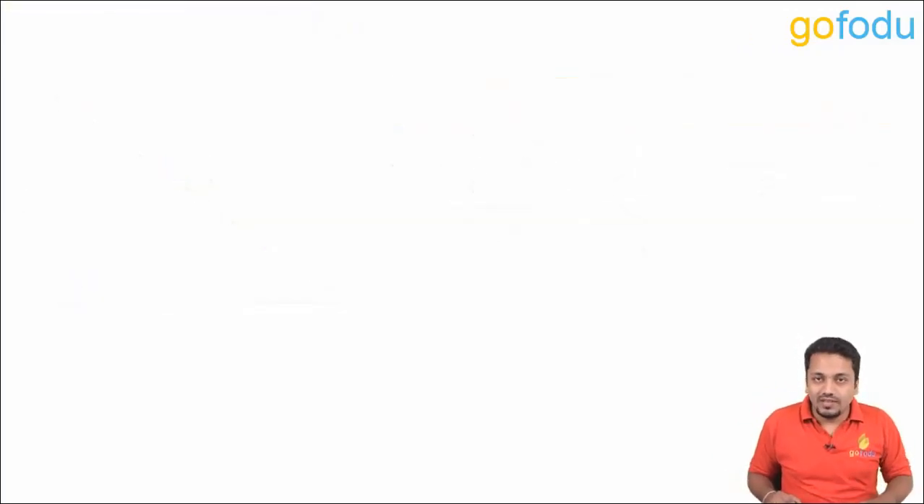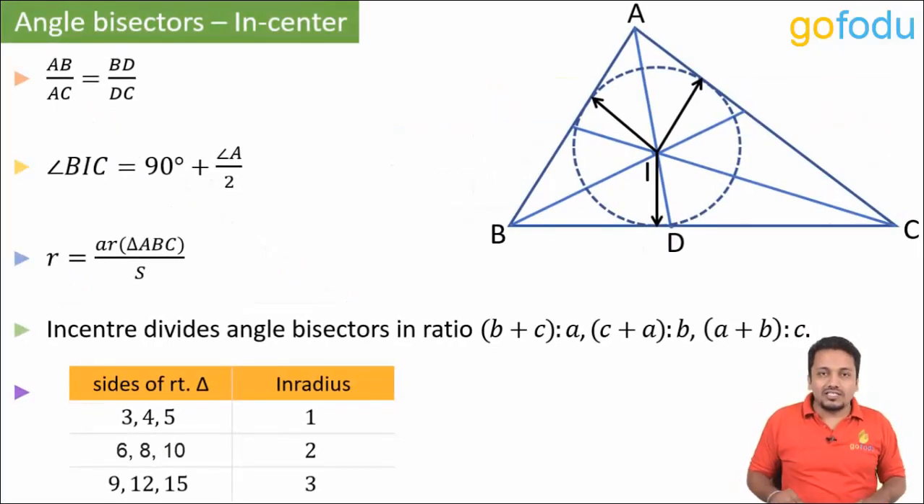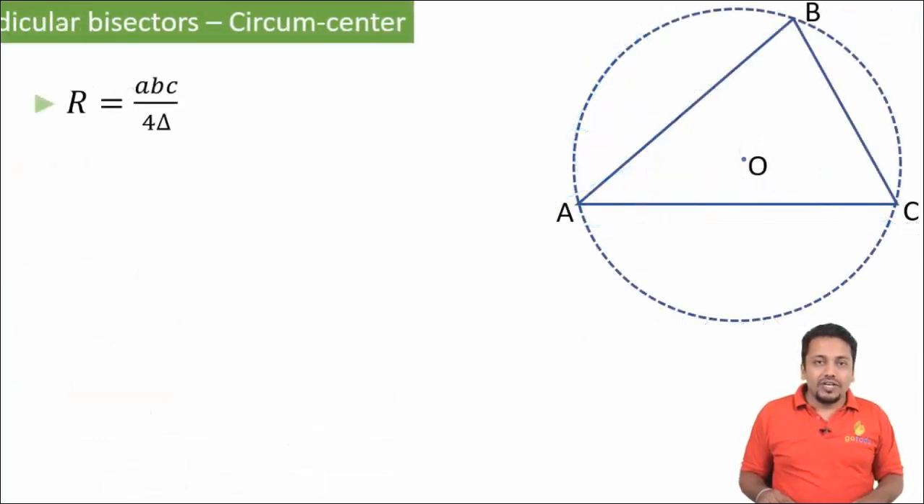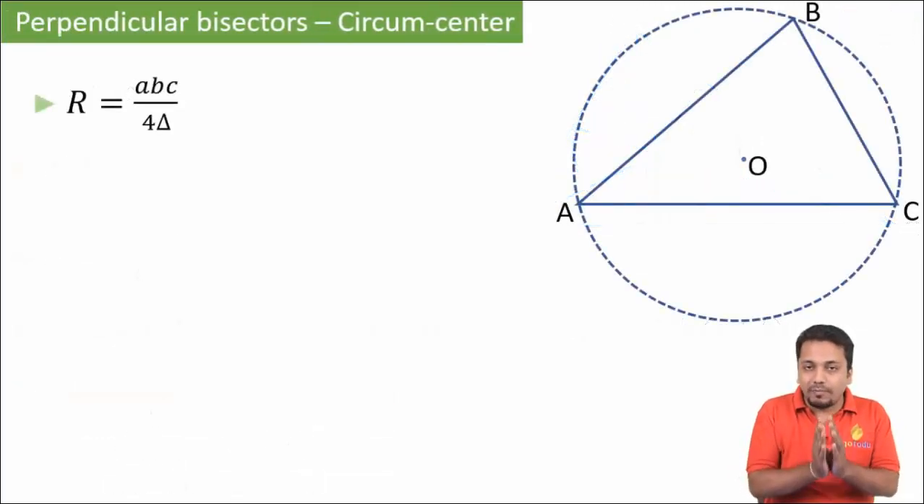Here you go, a summary of all the angle bisector and incenter related properties. This first one is the angle bisector theorem, which we have seen in the previous video. Next, we have properties related to perpendicular bisector and circumcenter.